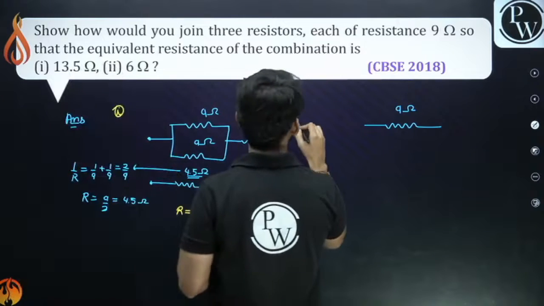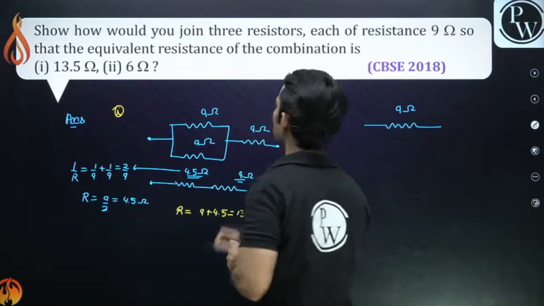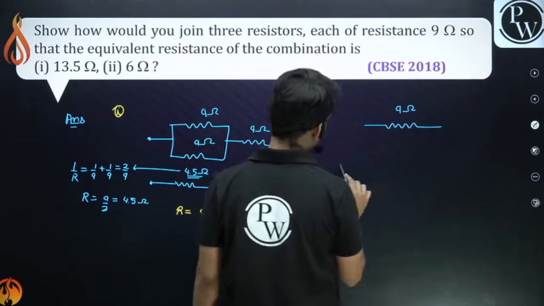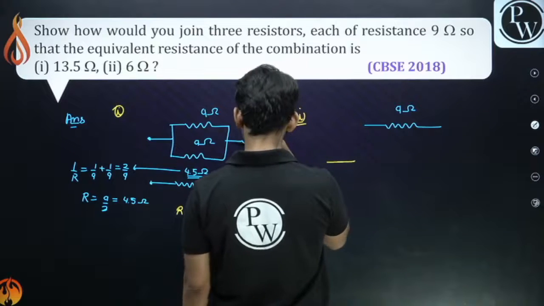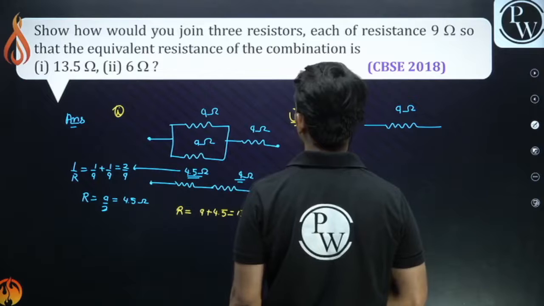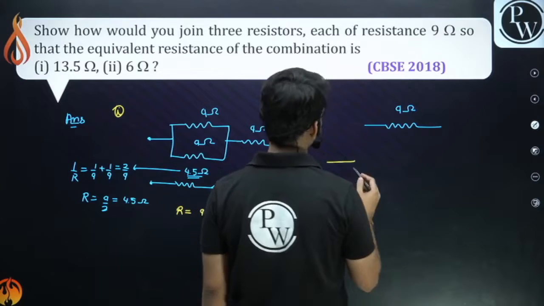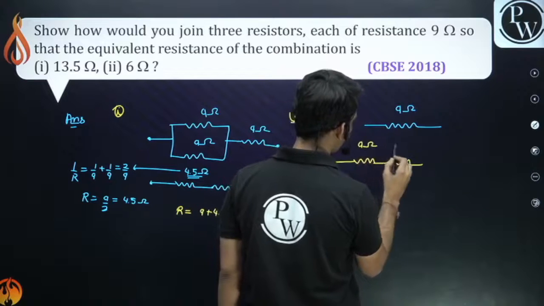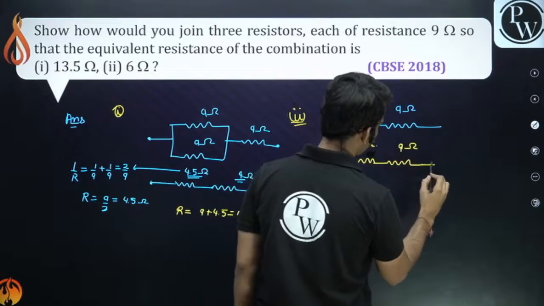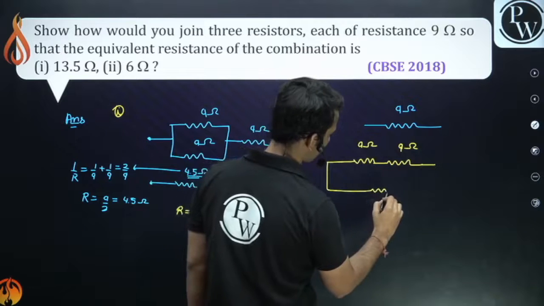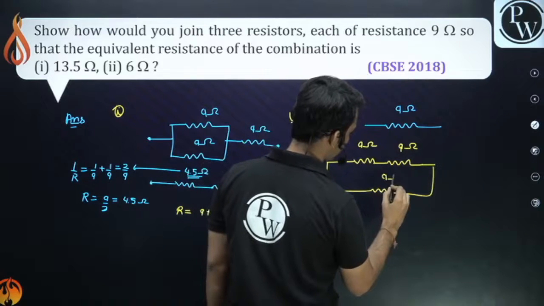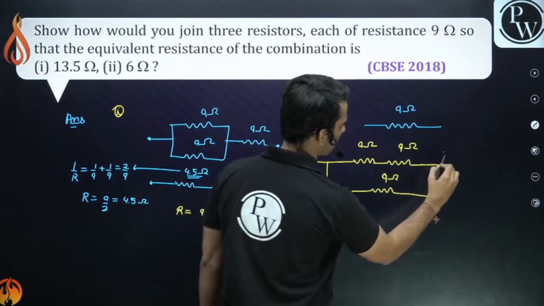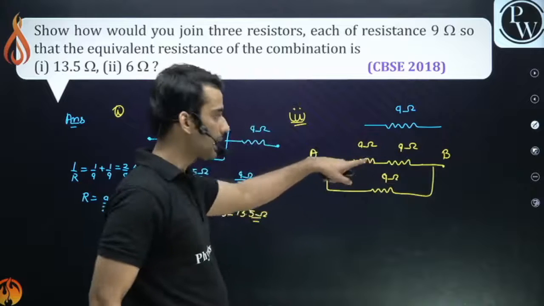Now how would you get 6 ohm out of these? Can you tell me? 6 ohm out of these. Think about it. How can we get that 6 ohm out of these? Okay. Can we connect it like this? 9 ohm, 9 ohm, and in series we have 9 ohm. Will it work? Think about it.